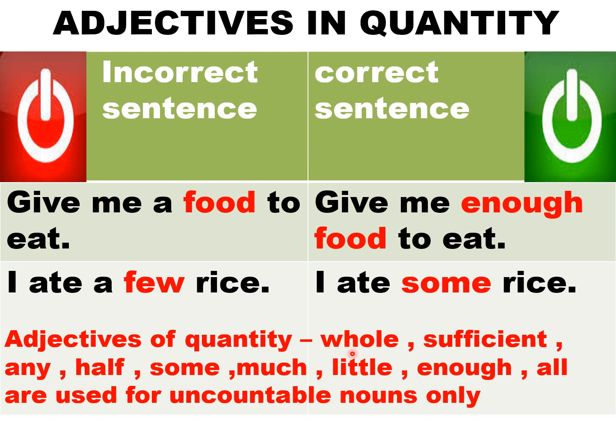Adjectives of quantity like whole, sufficient, any, some, much, little, enough, all are used for uncountable nouns only. See the examples. Give me a food to eat. I ate a few rice. Here, a food is the error in this sentence. Instead of that, we must write enough food. Give me enough food to eat. I ate a few rice. Instead of few, we must use some. I ate some rice.